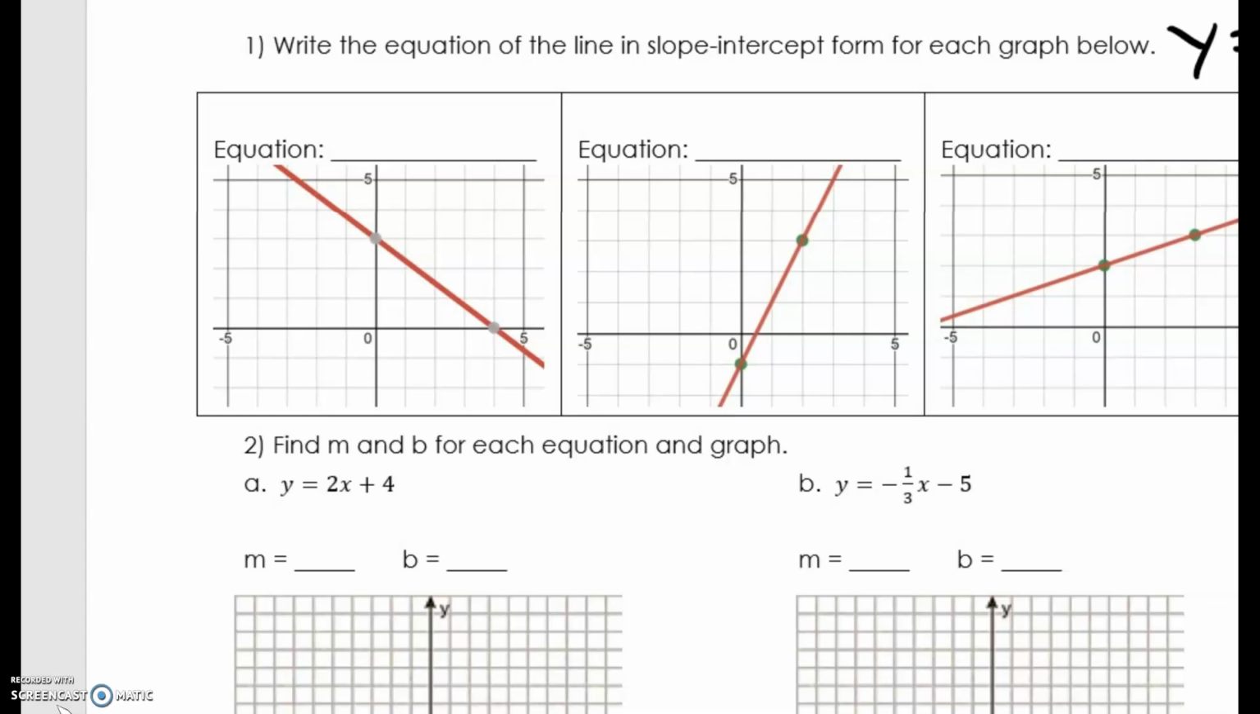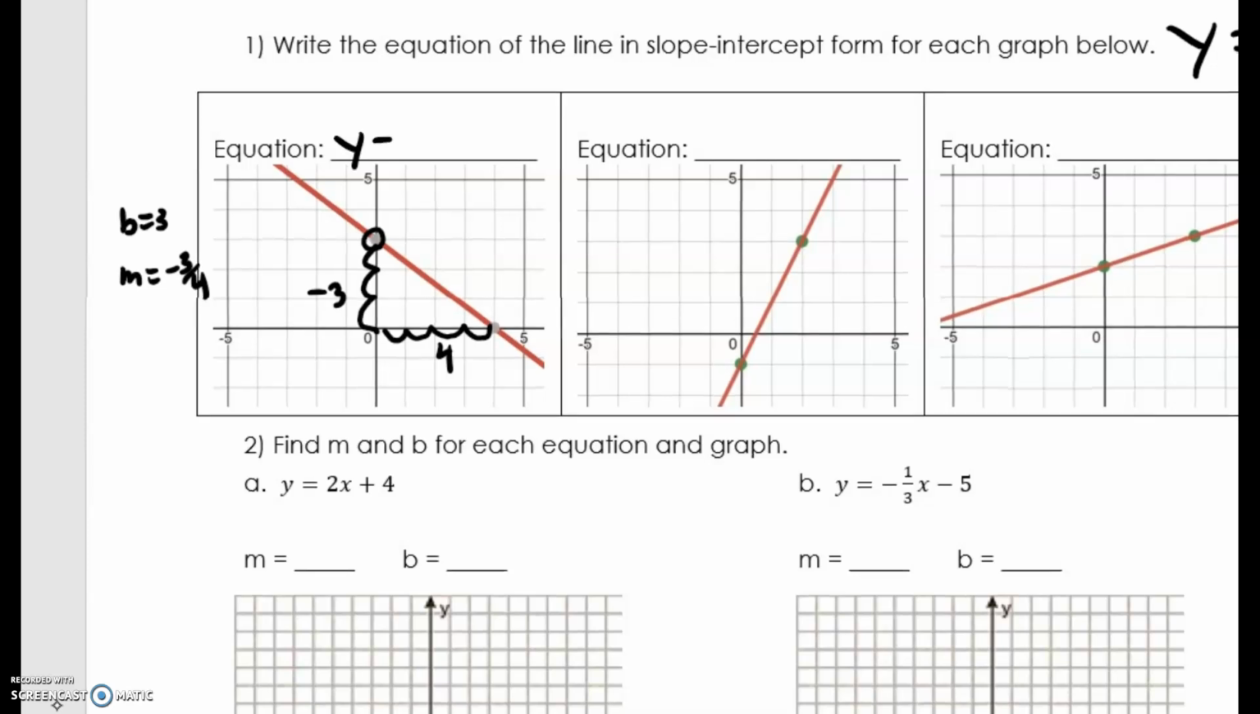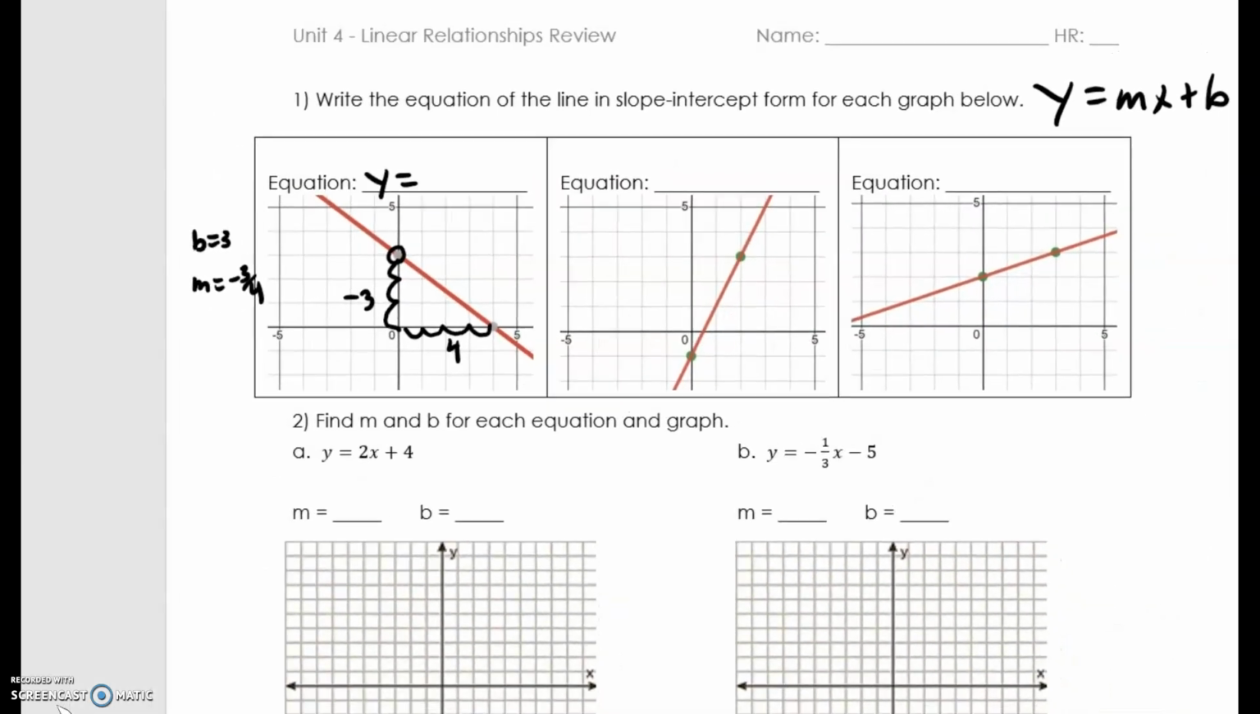So in the first question, my y-intercept is right here. That is at 3. So I'm going to just remind myself that b is 3. The slope, it's going down 1, 2, 3, and going over 1, 2, 3, 4. So my slope is negative 3/4. My equation, y equals, in the equation we can see that the m comes in front of the x, so negative 3/4 x, and then now my b, plus 3.